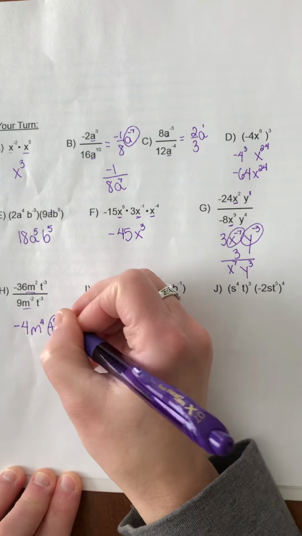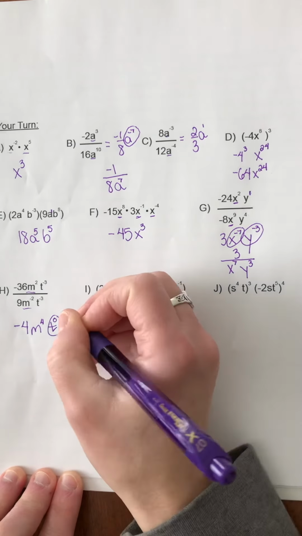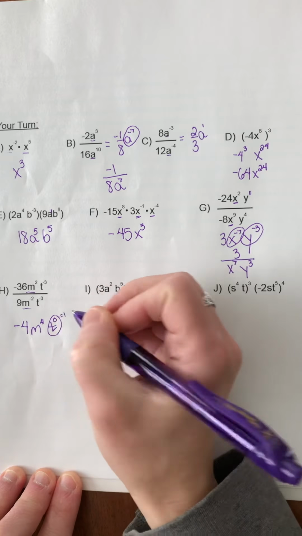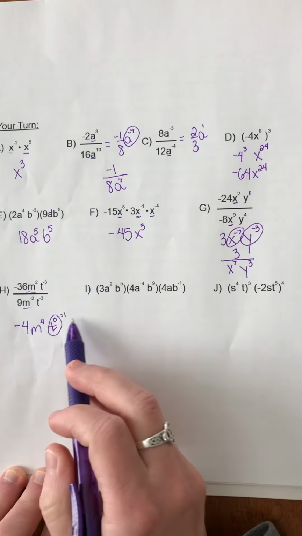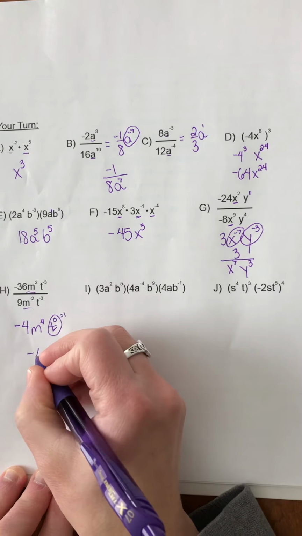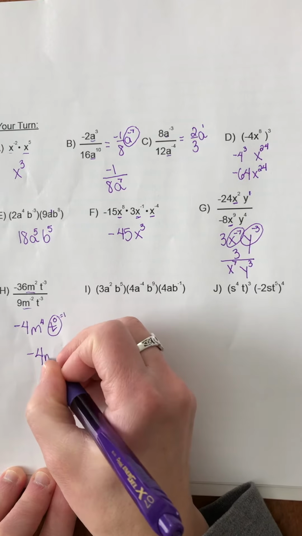So we talked about this yesterday. Anything raised to the 0 power equals 1. So we're doing negative 4 times 1. So that's going to be negative 4 m to the 4th.